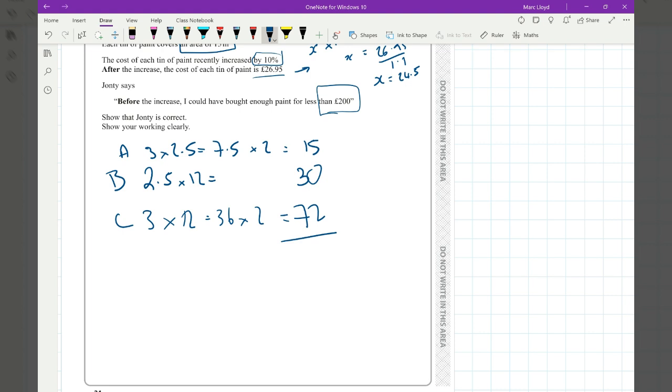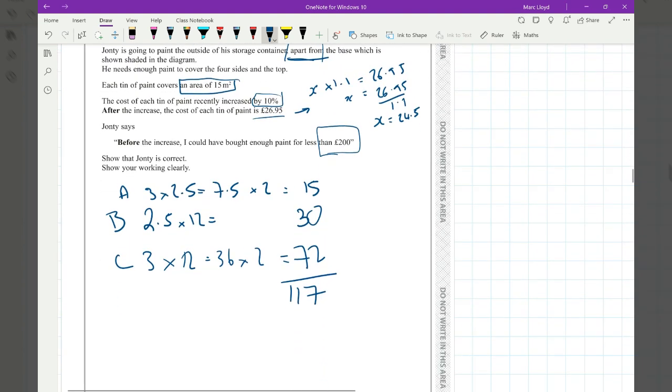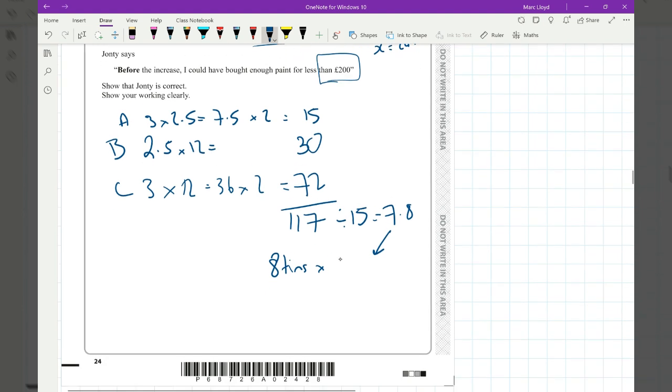Right, we add these together. 72 plus 30 plus 15 is 117. That's the total surface area that he's going to paint. Now, if each tin of paint covers 15 meters squared, we need to divide that number to work out how many tins of paint he's going to use. 7.8. Now we can't go in the shop and say, can I have 7.8 tins of paint? So he's got to use 8 tins, and they are at 24.5. So 8 times 24.5 equals £196, and therefore Jonty is correct.